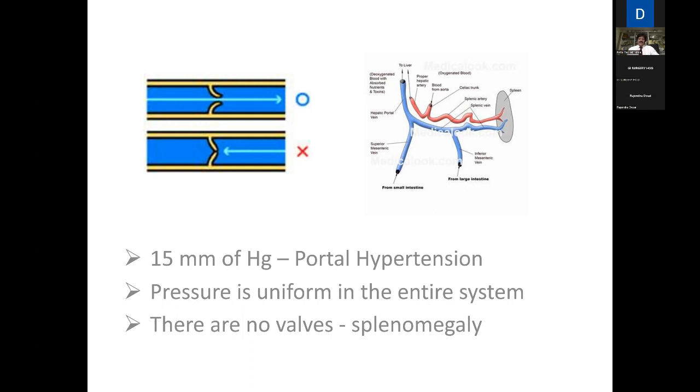Whereas in the portal venous system, there are no valves, so whatever pressure is in the portal vein will dissipate to the entire venous system, so much so that the spleen, which is at the end of the splenic vein, has to take the pressure and enlarge and form what's called splenomegaly. So that is the basic difference between the systemic veins and the portal venous system.